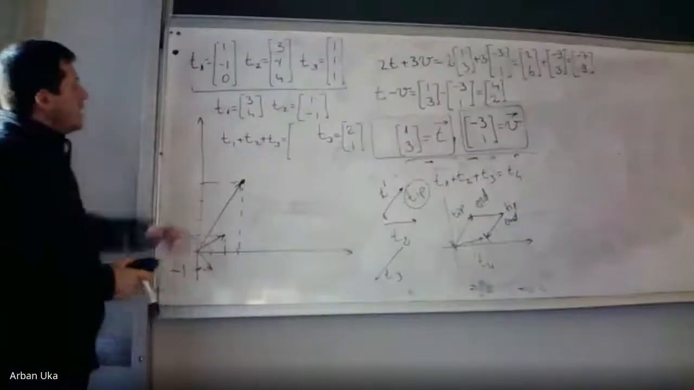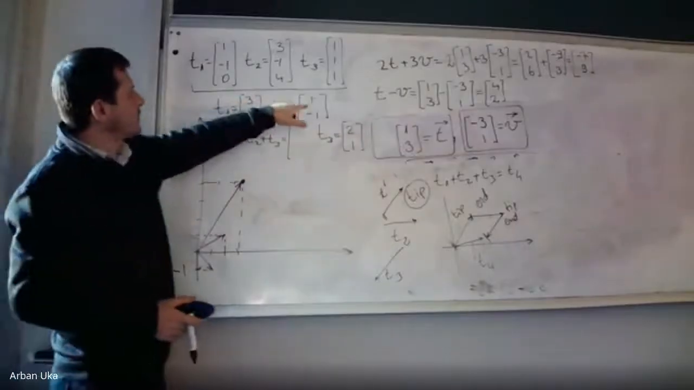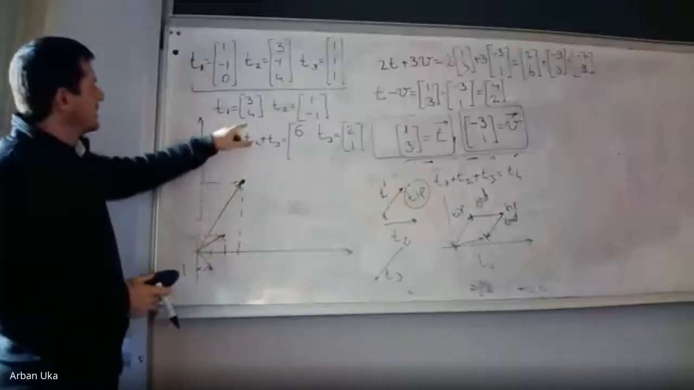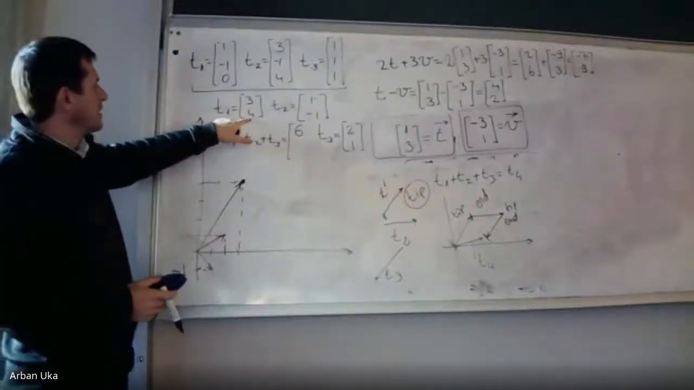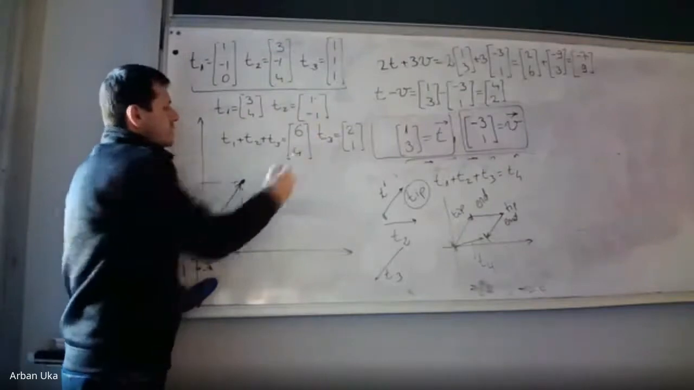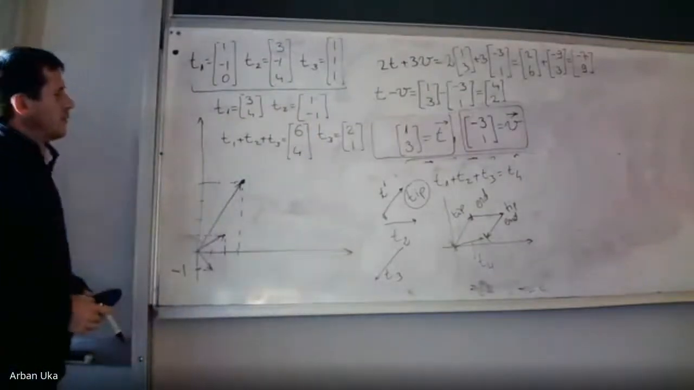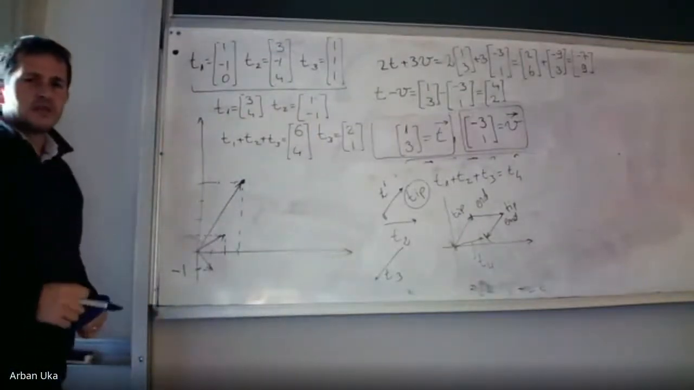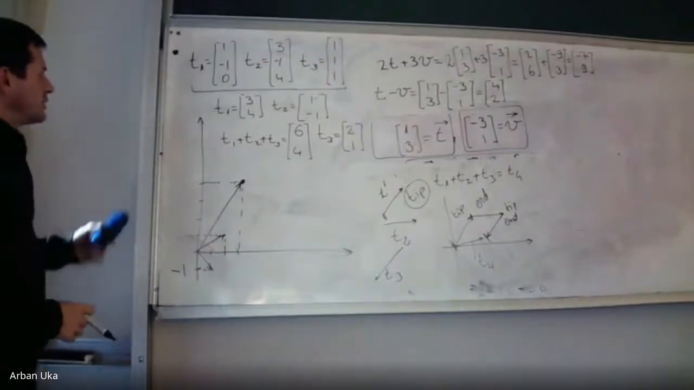6, 4. That's true. You add 3 plus 1 plus 2, that is 6. Then the other element: 4 minus 1 is 3, plus 1 is 4. So 6, 4 is the answer. Now we did this just by doing matrix addition. We could also do it this way.